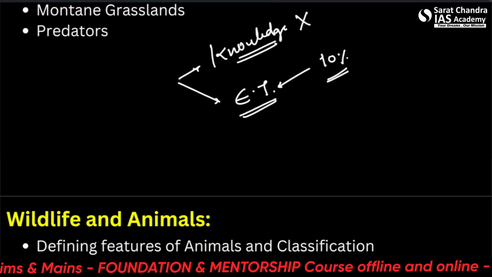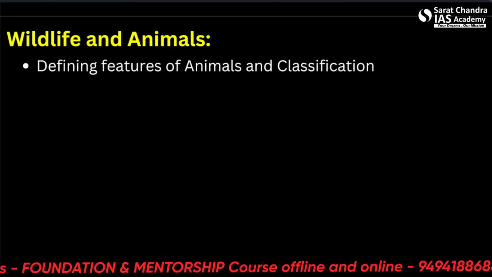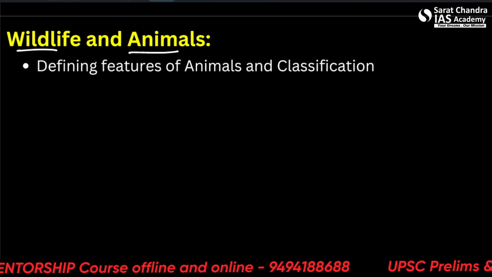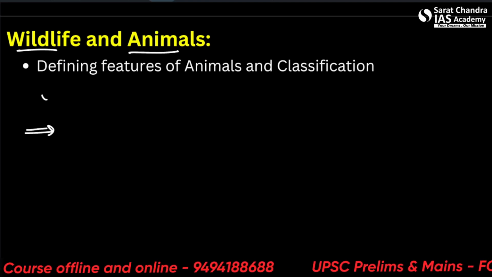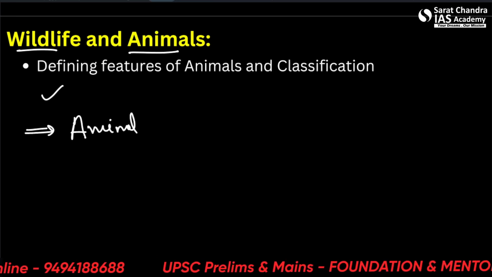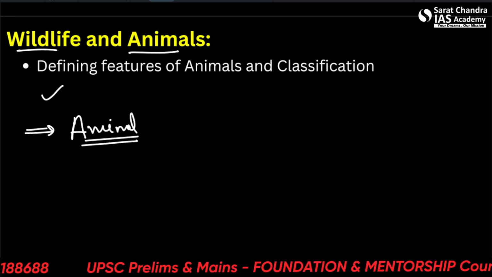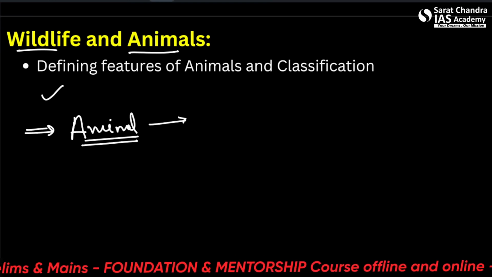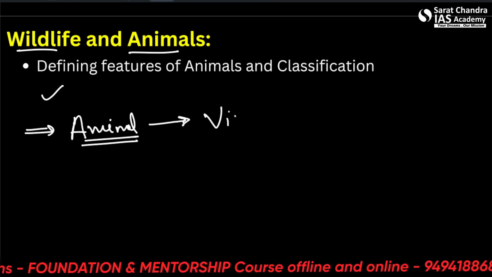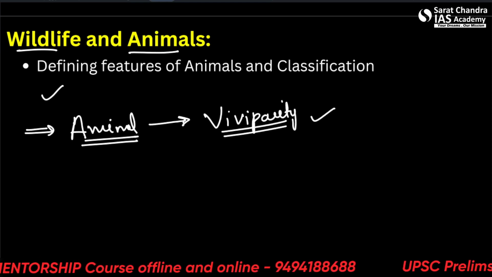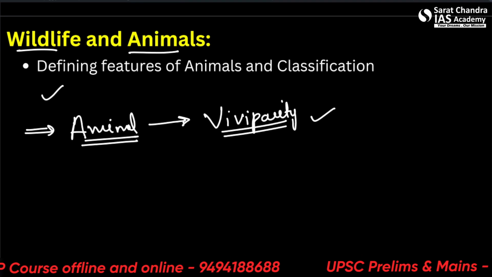First of all, let us see wildlife and animals. The first question that comes to our mind is, what are the defining features of animals? When can we say that this thing is an animal? This is a basic thing to know, which we must talk about because it can also come as a question, and there are terms that we do not know of, such as viviparity. So I'll address these things one by one.